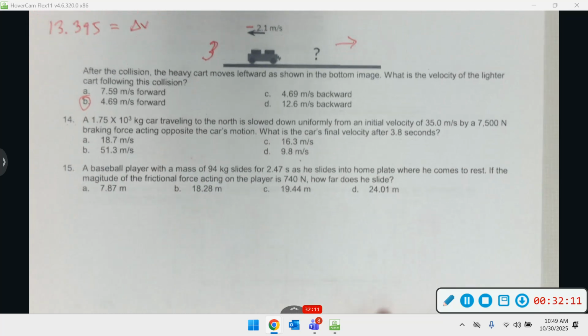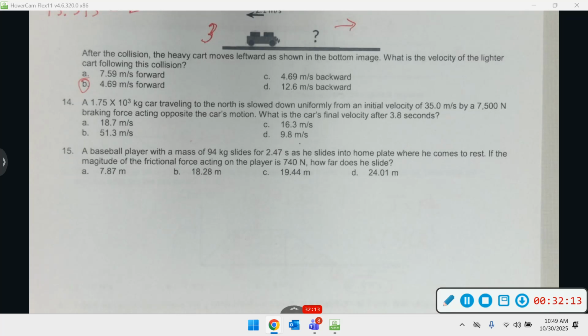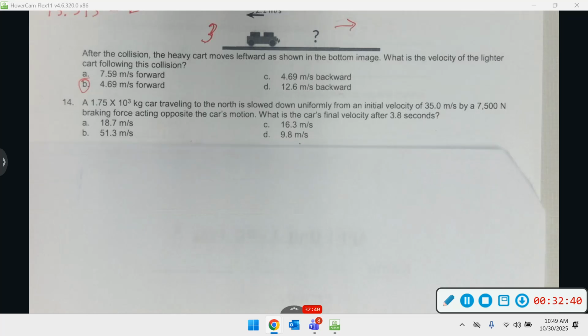Okay, number 14. Number 14 was one that some of you guys struggled with. Again, only 55% of you got it right. It says a 1.75 times 10 to the third kilogram car traveling to the north is slowed down uniformly from an initial velocity of 35 meters per second by a 7,500 Newton braking force acting opposite the car's motion. What is the car's final velocity after 3.8 seconds? So, obviously this is going to be a calculation problem.